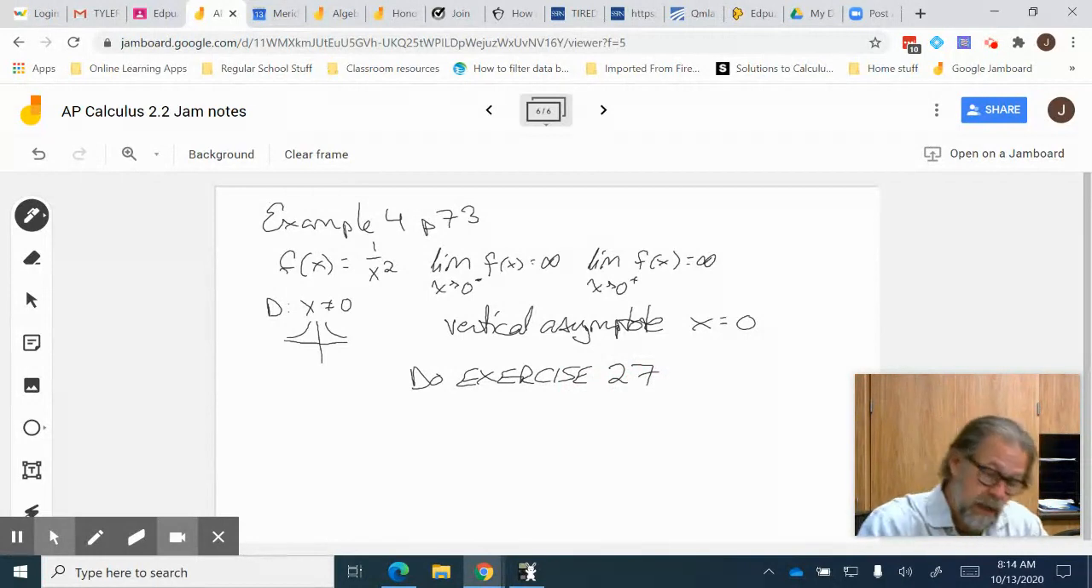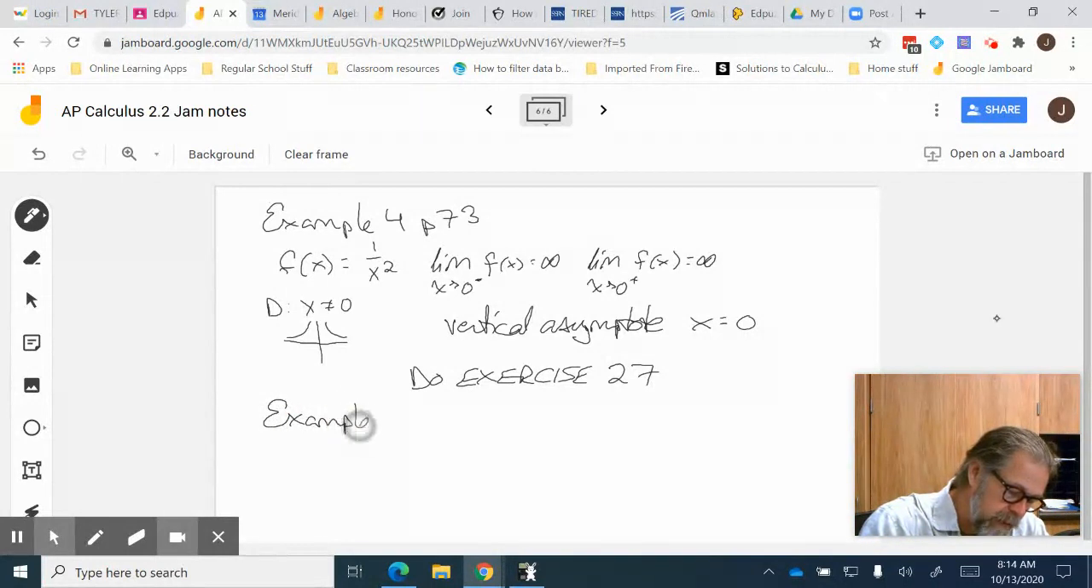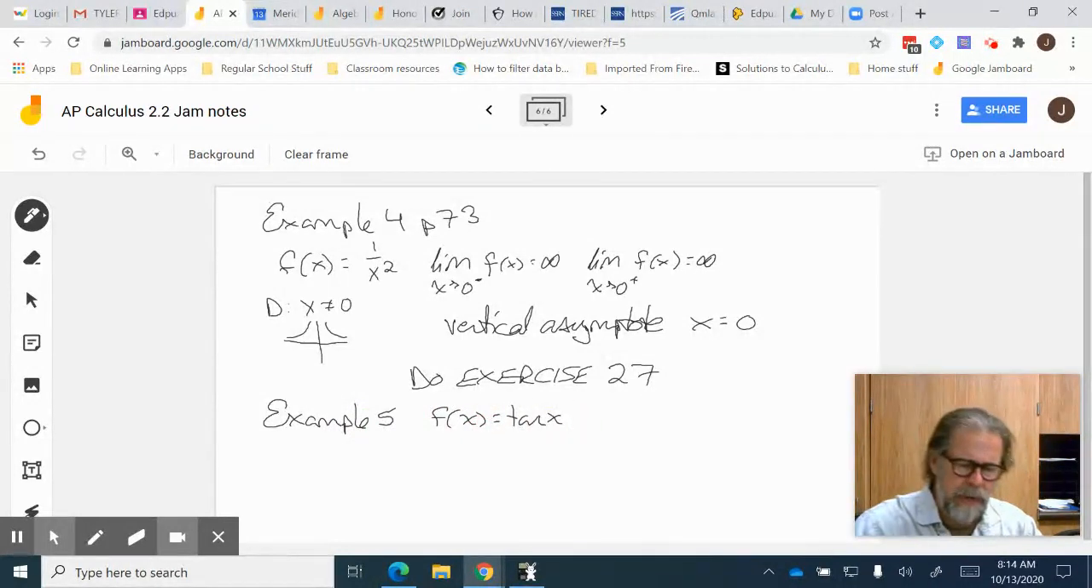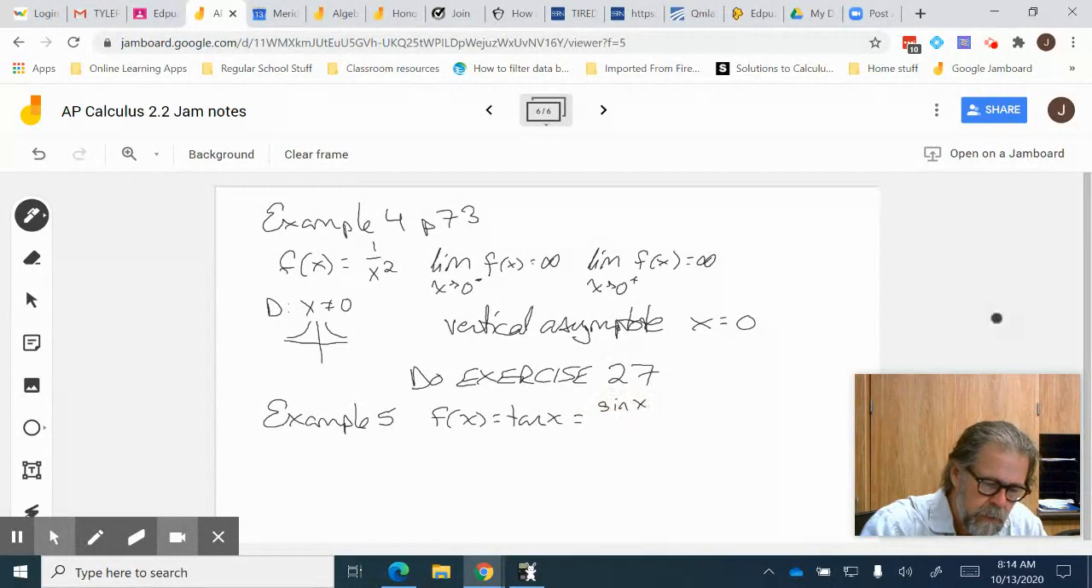Okay, excellent. Let's look at example 5. And example 5 is a trig function, f of x equals tangent of x. And we could, just based on what we know of tangent, say, oh, well, we know that it's got an asymptote, but that's because we already know. What I want to do is I want to rewrite tangent as sine divided by cosine.